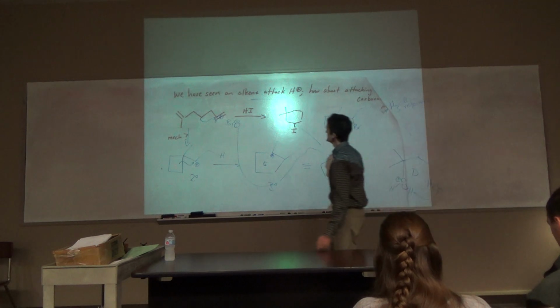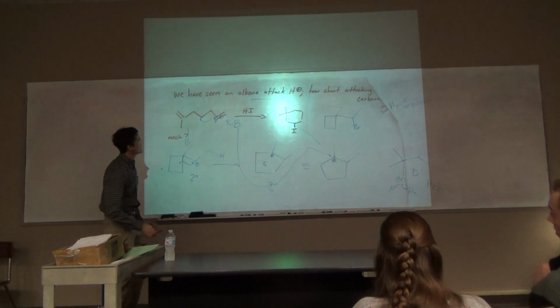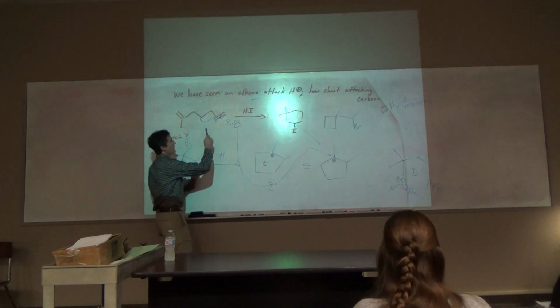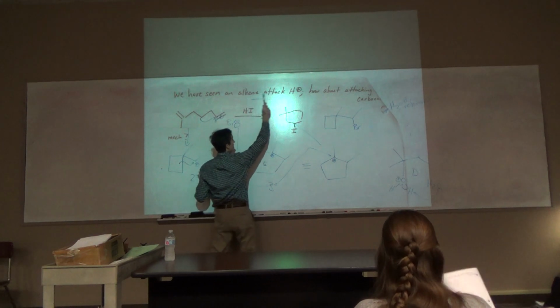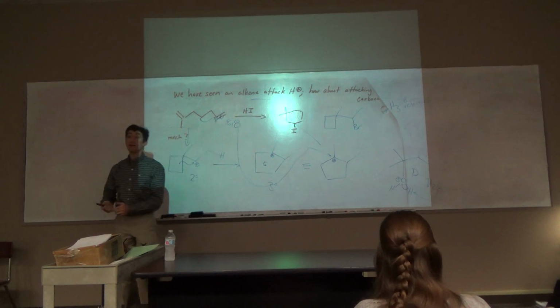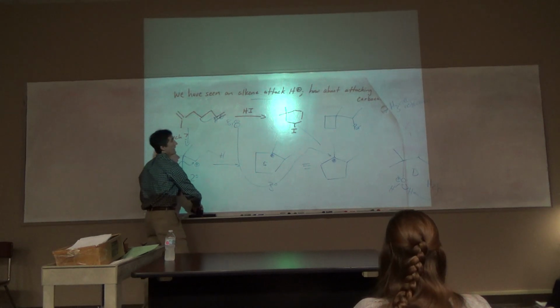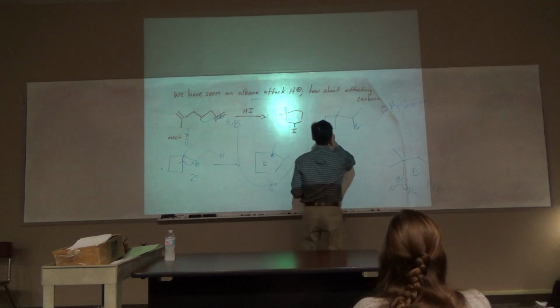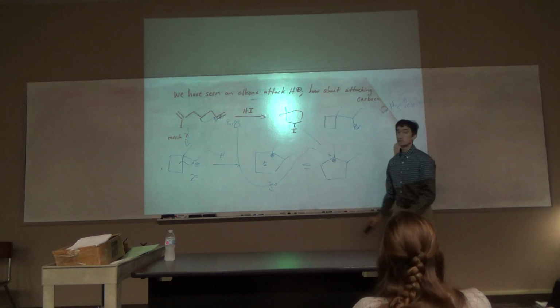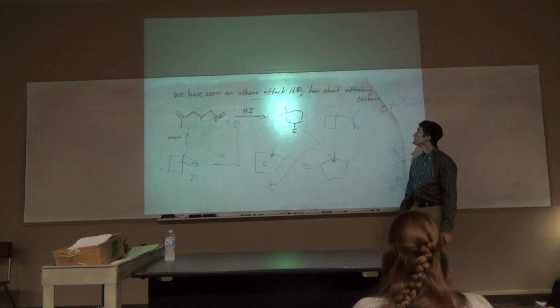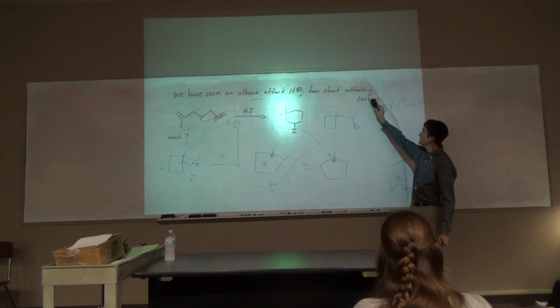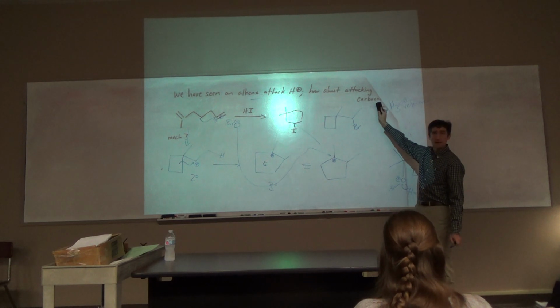Let's look at this reaction. Thus far, all of our reactions have been the alkene attacks H+. That's been the first step. Alkene attacks H+. Can an alkene attack some other plus? It doesn't have to be H+. What about a C+, which we call a carbocation? Can an alkene attack a C+?